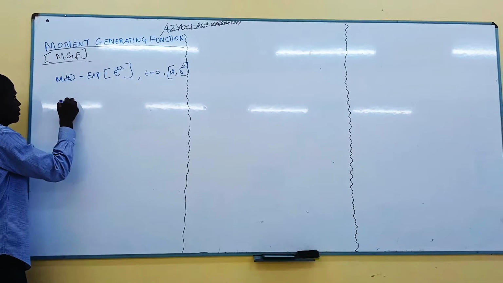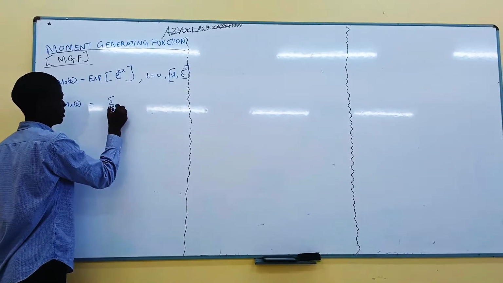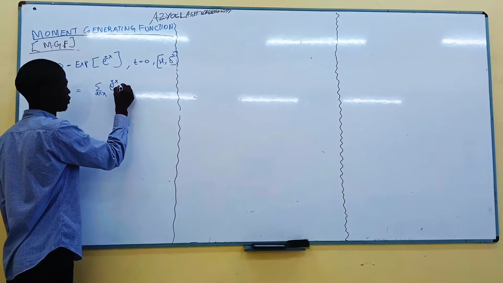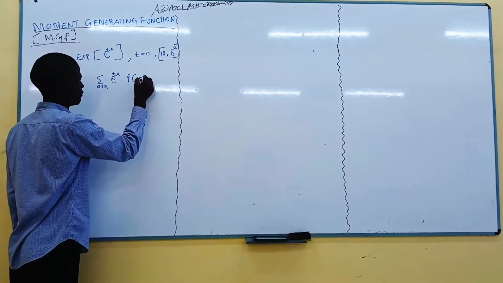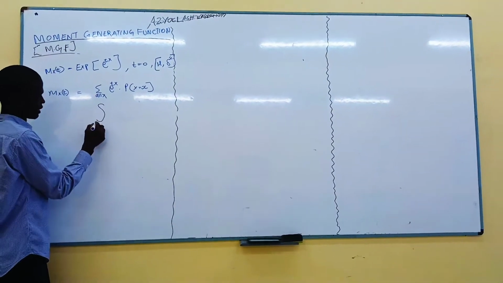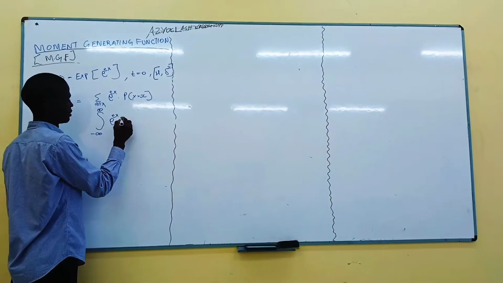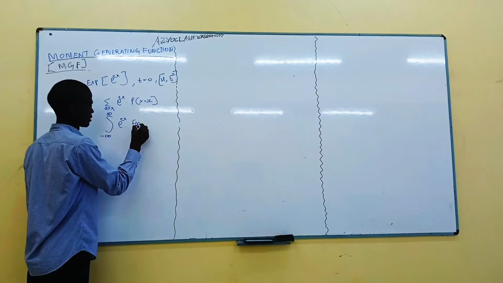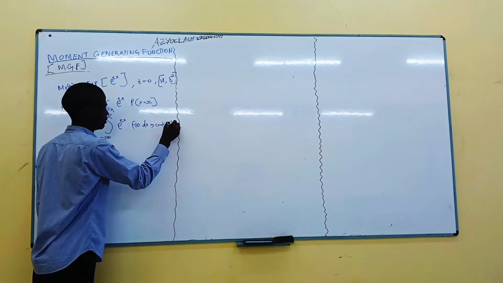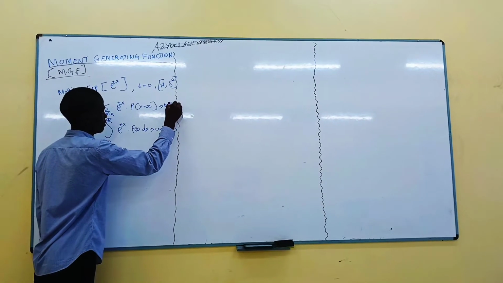M_X(t) can either be discrete, which is given by the summation over all x of e^(tx) multiplied by its probability function. And if it is continuous, it's given by the integration from negative infinity to infinity of e^(tx) multiplied by the function f(x) dx. This is the continuous case, and this is the discrete case.